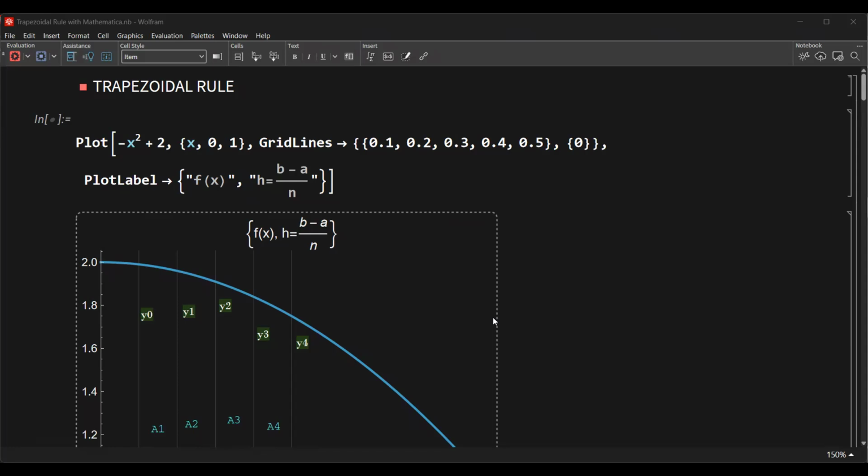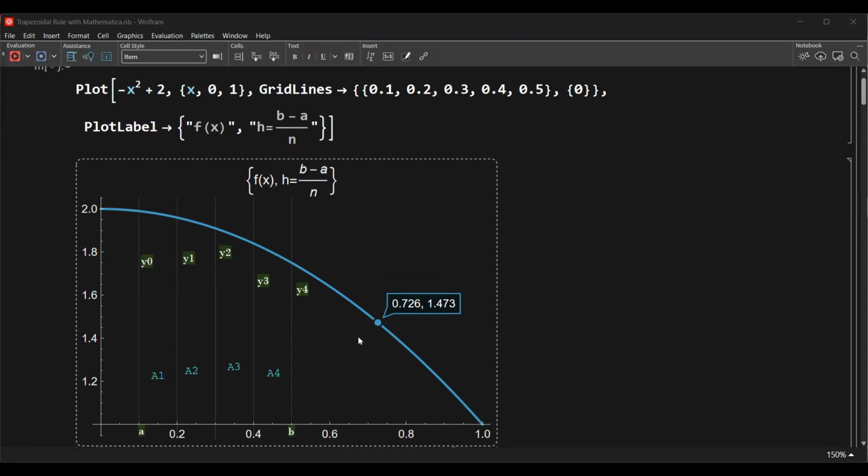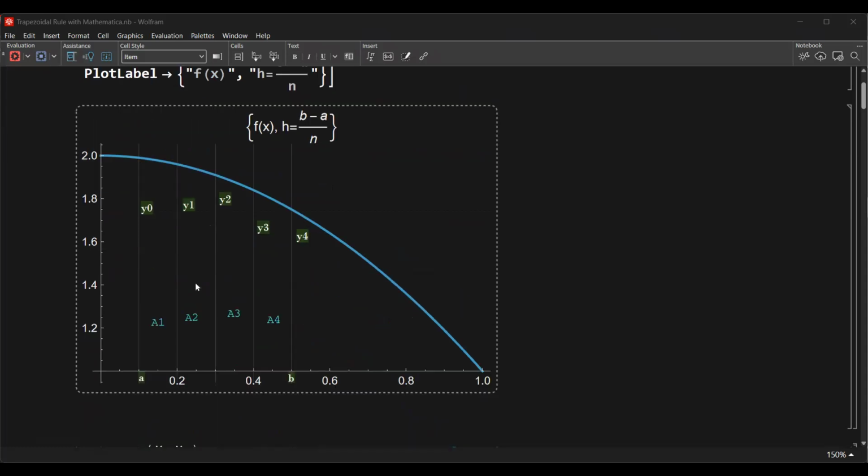We have the trapezoidal rule. So we have to first plot the negative x squared plus 2. So here's the plot, and we have the y sub 0, y sub 1. These are the samples f of x here. We have the area 1, area 2, area 3, and area 4 here.